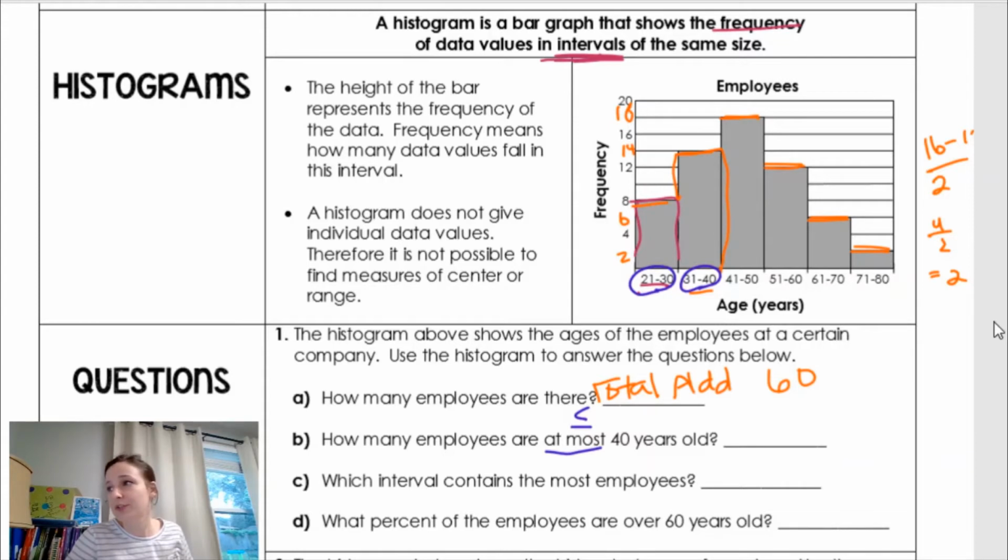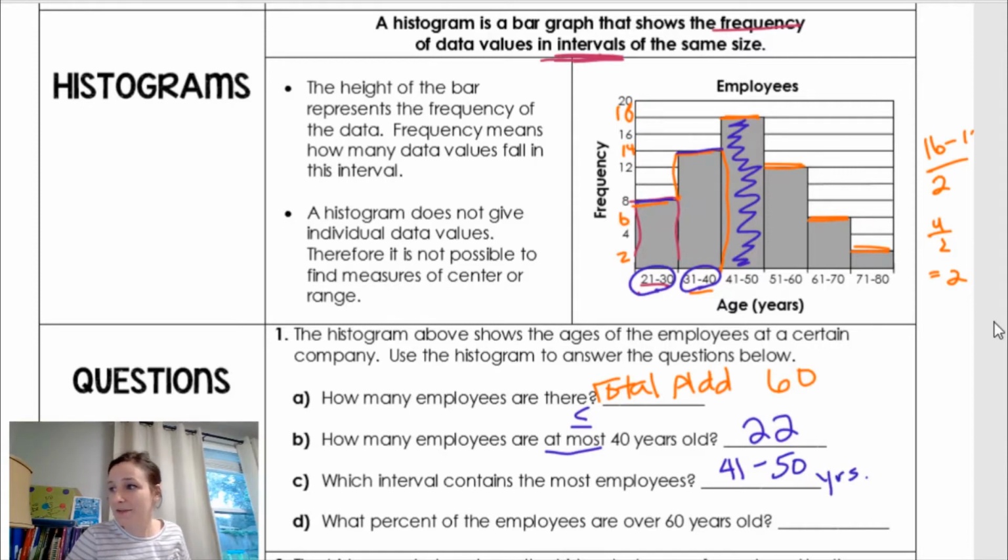So I'm only concerned with these first 2 columns, which the first is 8 plus 14, and 8 plus 14 is 22. So 22 employees are at most 40 years old, okay? Which interval contains the most employees? Well, we're looking for the tallest one, and the tallest one is here, ages 41 through 50. So that is the interval that contains the most employees, 41 through 50 years old.